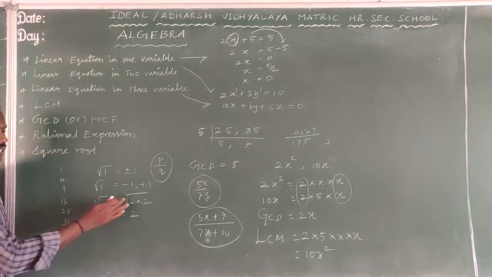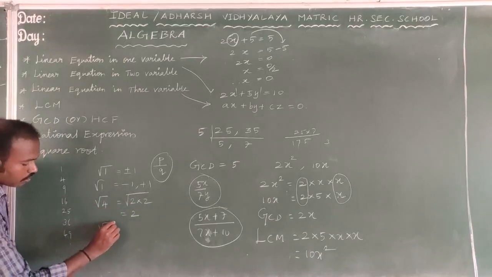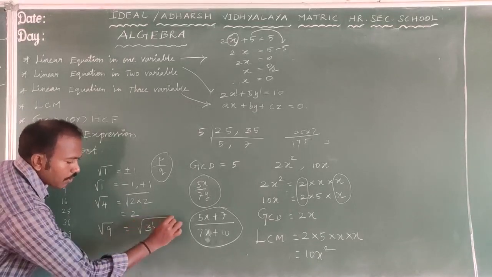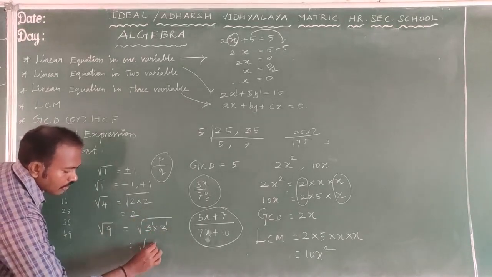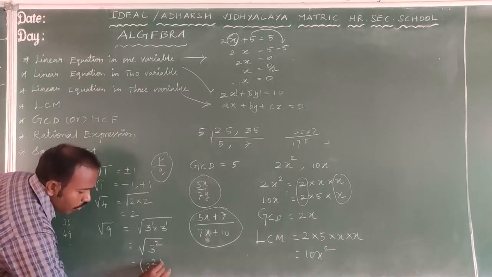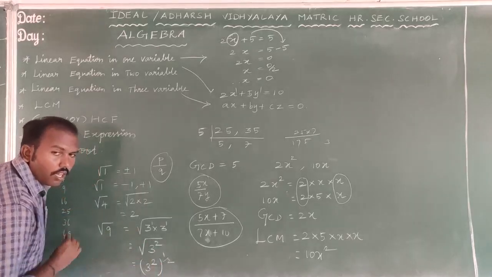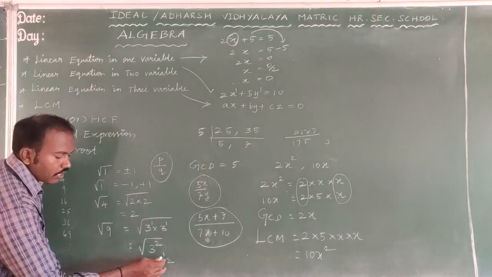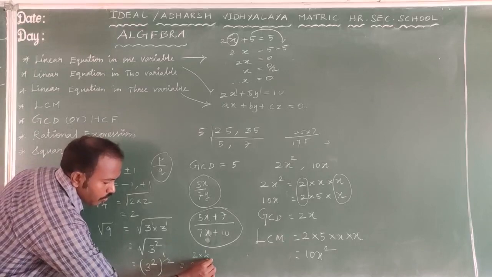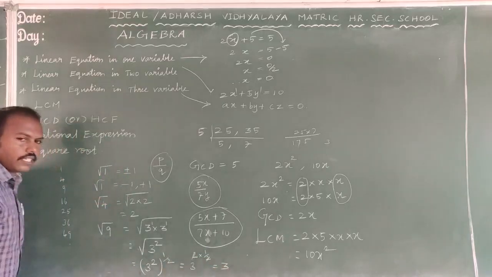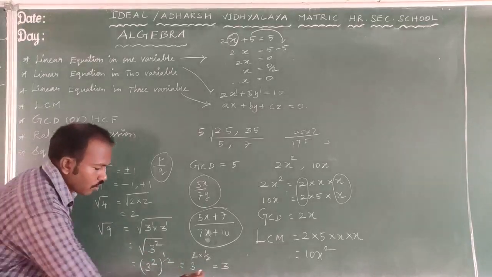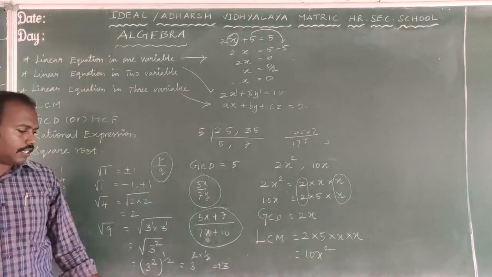Sir, how is this possible? To get this, square root of 9 is equal to root of 3 into 3, that is root of 3 squared. Square root of 3 squared is equal to 3 squared whole to the power 1 by 2. The square root can be written as the power half. 3 squared whole to the power 1 by 2 is equal to 3 to the power 2 into 1 by 2, the 2s cancel, that is equal to 3. Therefore root of 9 is equal to plus or minus 3. That's all.